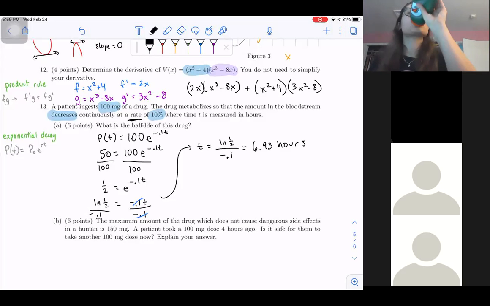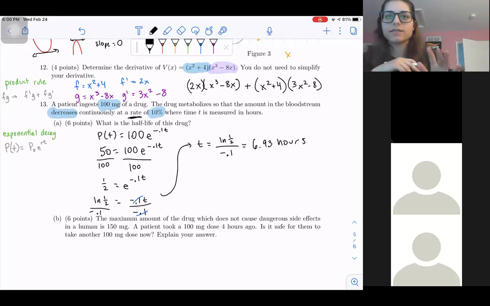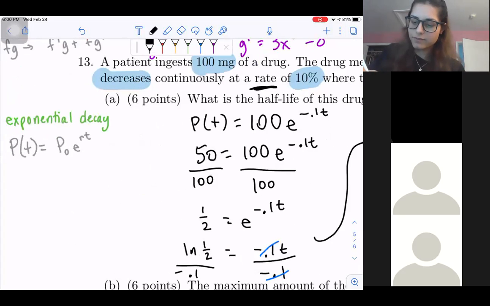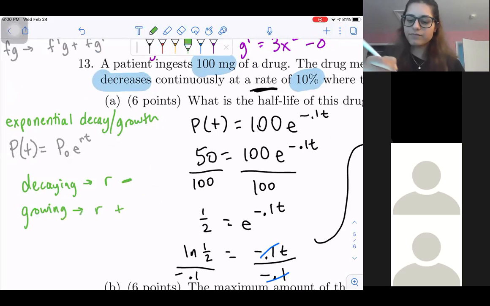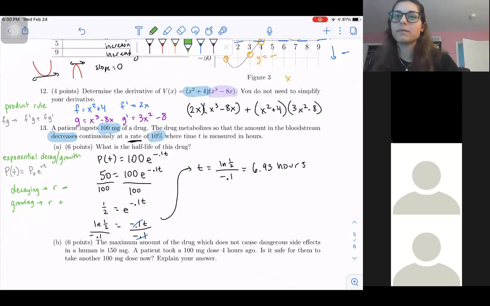Any other questions? Oh, good. Okay, so make sure you know exponential decay. And this is also actually exponential growth. When it's decaying, our R is negative. When it's growing, the R is positive. So that equation can go for either decay or growth. In this case, we know it's decay because the amount of the drug is decreasing, because they tell us that.